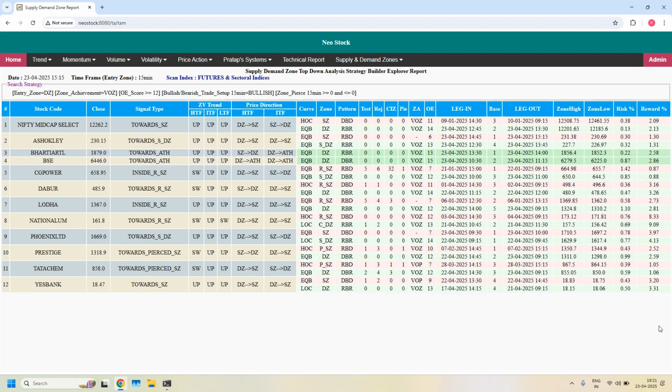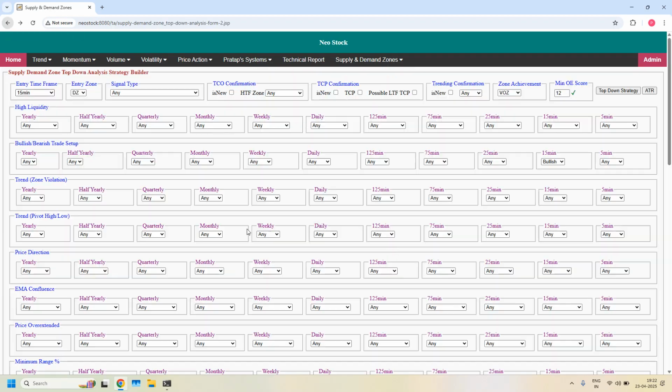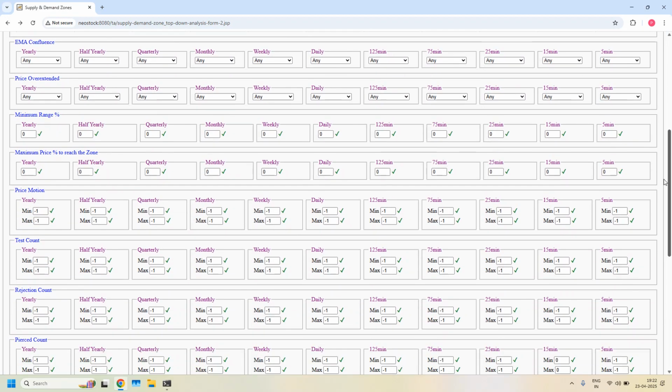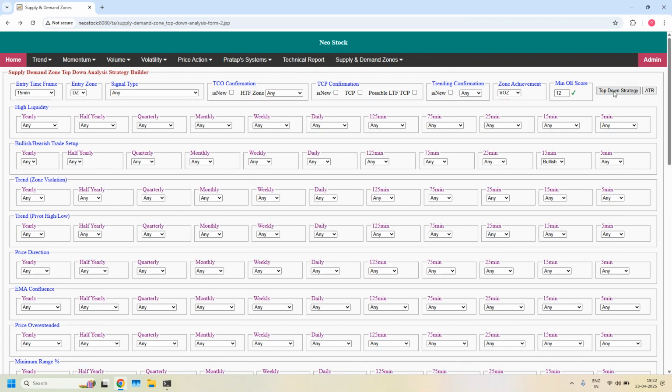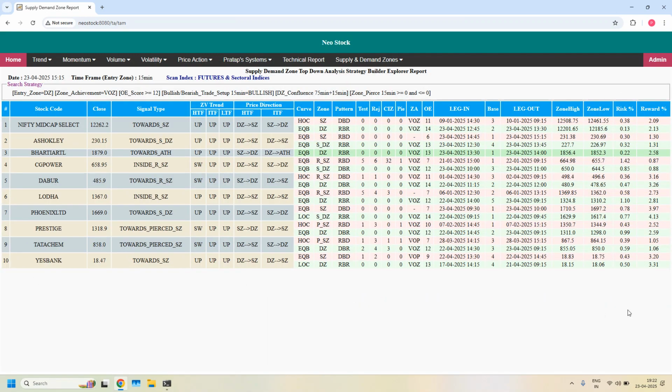And entry time frame zones are 15 minutes demand zones. So in total we have 12 15 minutes demand zones. In that we will look for high probability trade setups supported stocks based on the zone confluence. First 15 minutes and 75 minutes demand zone confluence, I am enabling the filter. So we got 10 stocks.